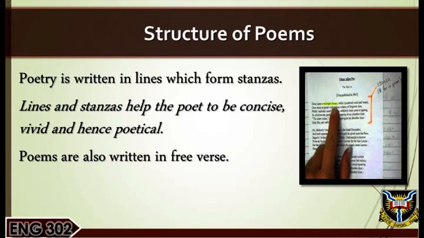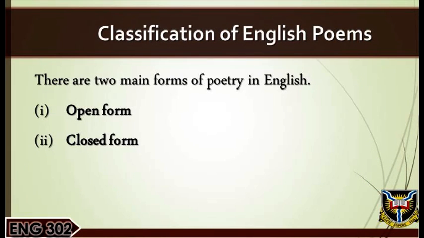Lines in poetry may be longer or short, rhythmical or non-rhythmical, and the manner of their organization may be in various kinds of poetry and poetic types and styles. Poems are also written in free verse. Classification of English poems. Most English poems are versified, and their classifications sometimes overlap. There are two main forms of poetry in English. They are 1. Open form, 2. Closed form.